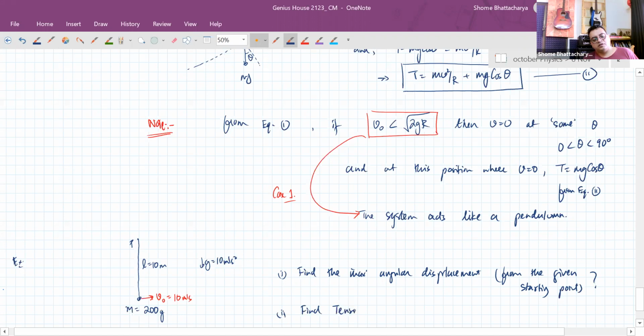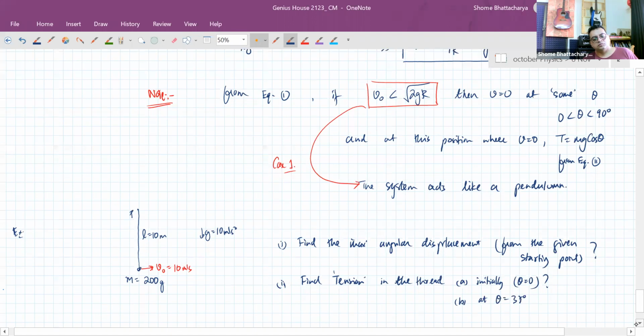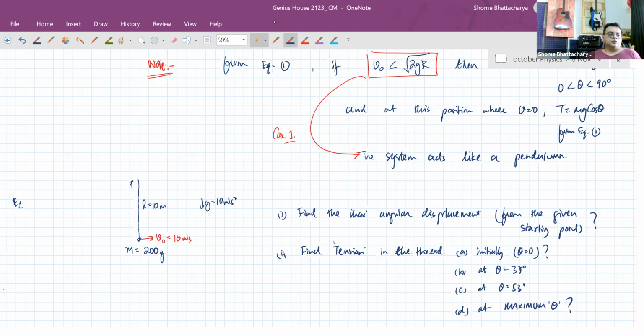Find tension in the thread initially. So just try this out, people.